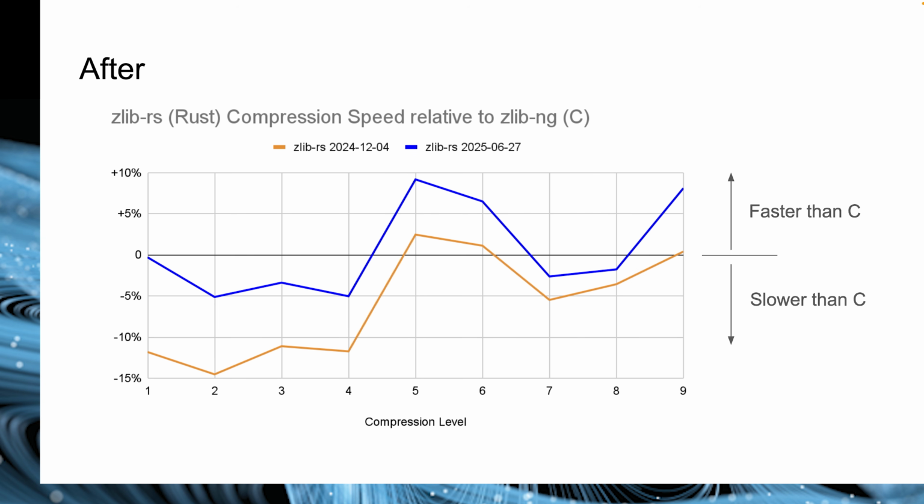And amusingly, now the Rust version is running considerably faster than the C version at a couple of compression levels, which doesn't mean one language is faster than the other, but rather it reflects that optimizations applied to a specific library have helped produce a performance win.